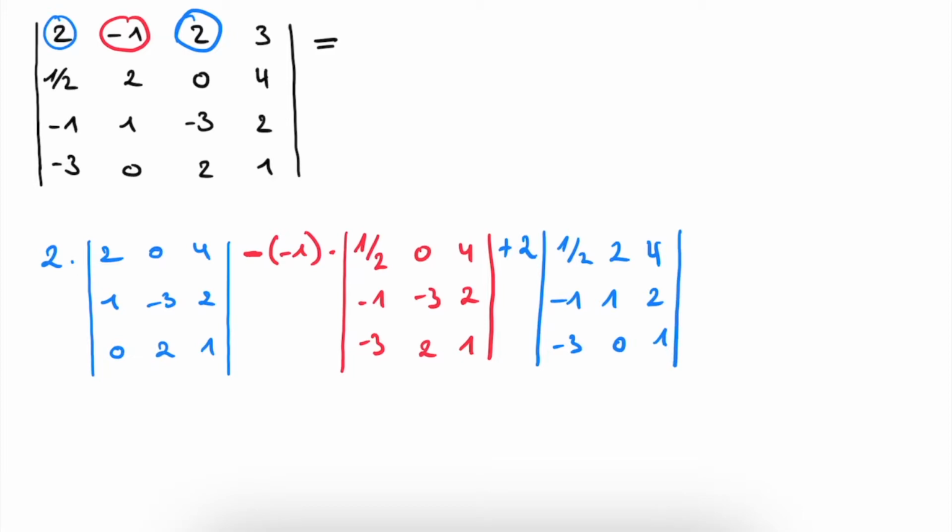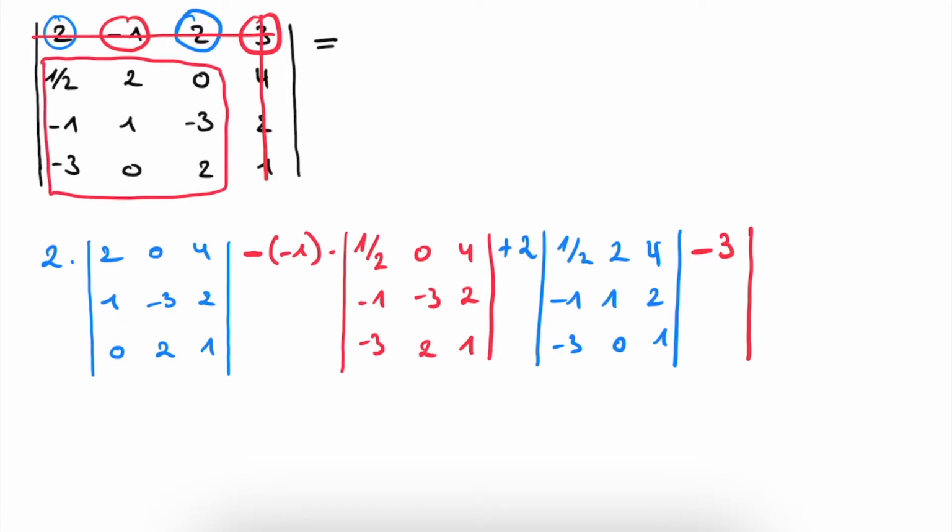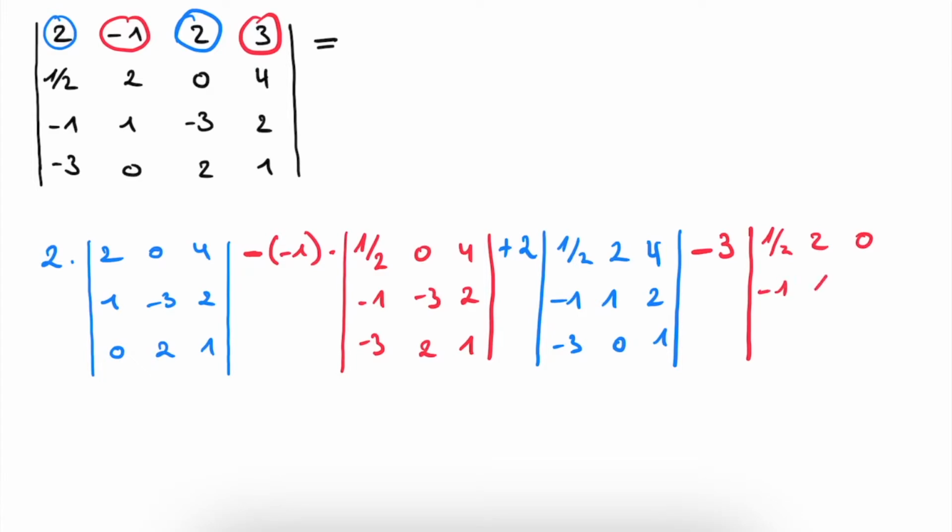And we can now get to the last number, which we again put a minus sign in front of, which is very important. And it's this 3. So we get 3 times, and again, we multiply this 3 with the determinant that we get from the numbers when we ignore the row and column of which this 3 is a part of. In this case, we get these 9 numbers, which becomes 1/2, 2, 0, -1, 1, -3, -3, 0, 2. And now the unique part of solving a 4x4 determinant is already over.